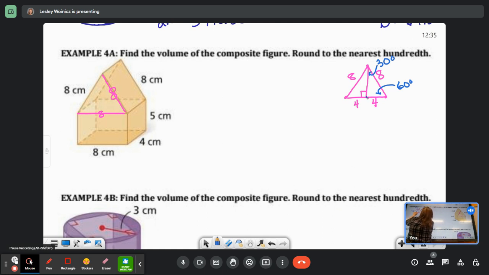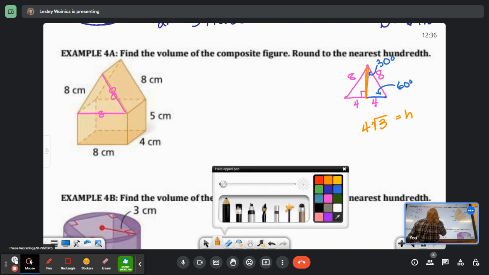And we know that this little short leg is 4. What does that make our long leg? And that's our hypotenuse, 8. Not 12. Yeah, 4 square root of 3. So I'm asking about this leg, the height. Okay, so that leg is 4 square root of 3. That is the height of our triangle.